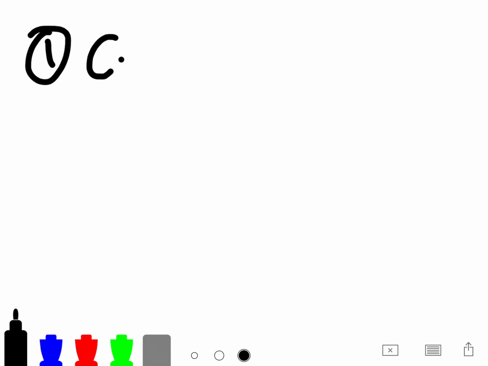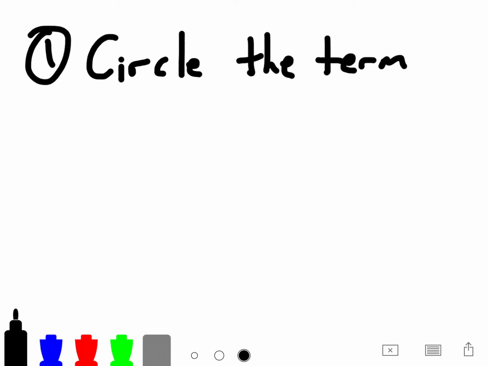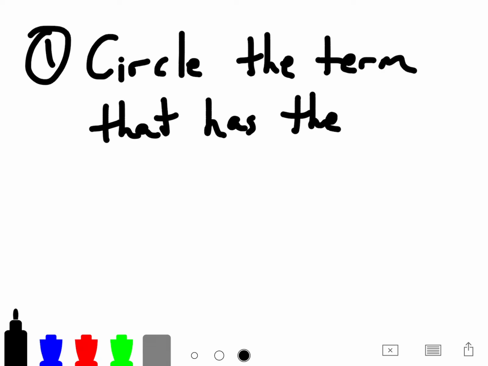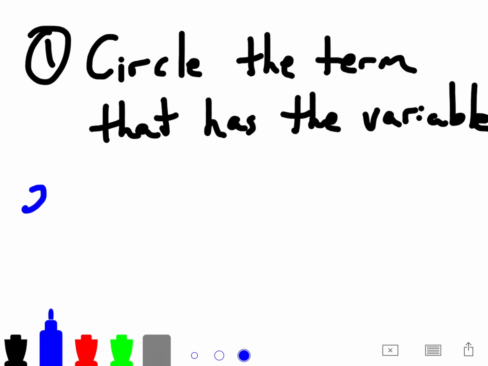So there's a couple of rules to keep in mind. 1, circle the term that has the variable. And 2, remember your inverse operations.